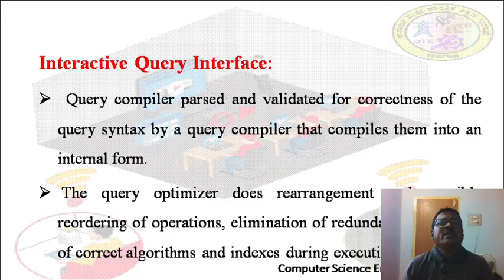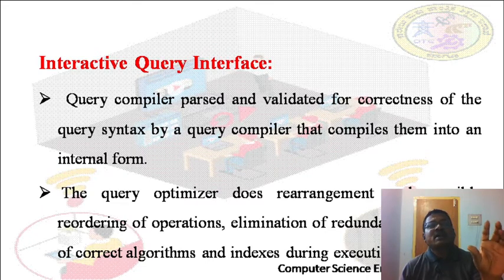Then the interactive query interface. What is the function of this module? Using this module, queries are parsed and validated for correctness of the query syntax by a query compiler that compiles them into an internal form. With the help of the query compiler, we are able to parse and validate the correctness of the query syntax. That means whether the queries we have written are syntactically correct or not will be checked by the query compiler.